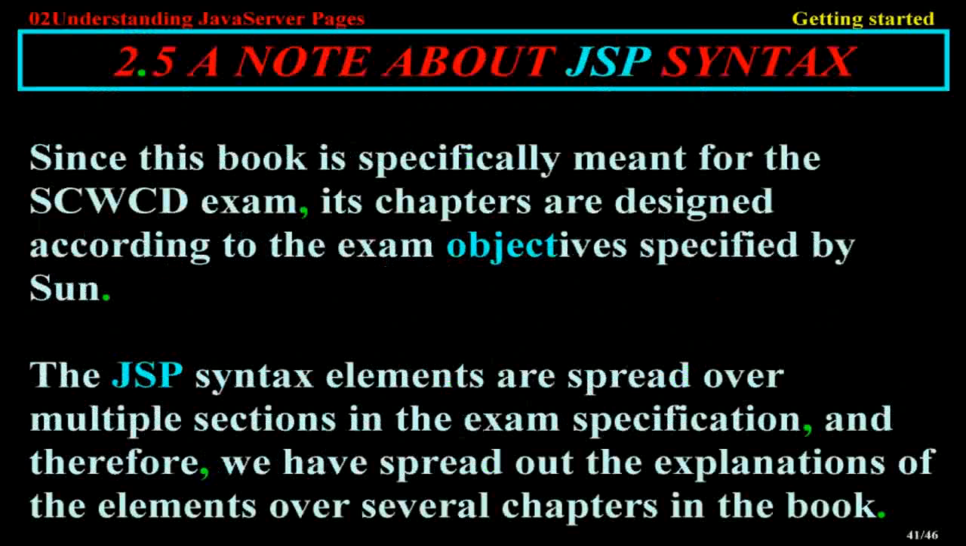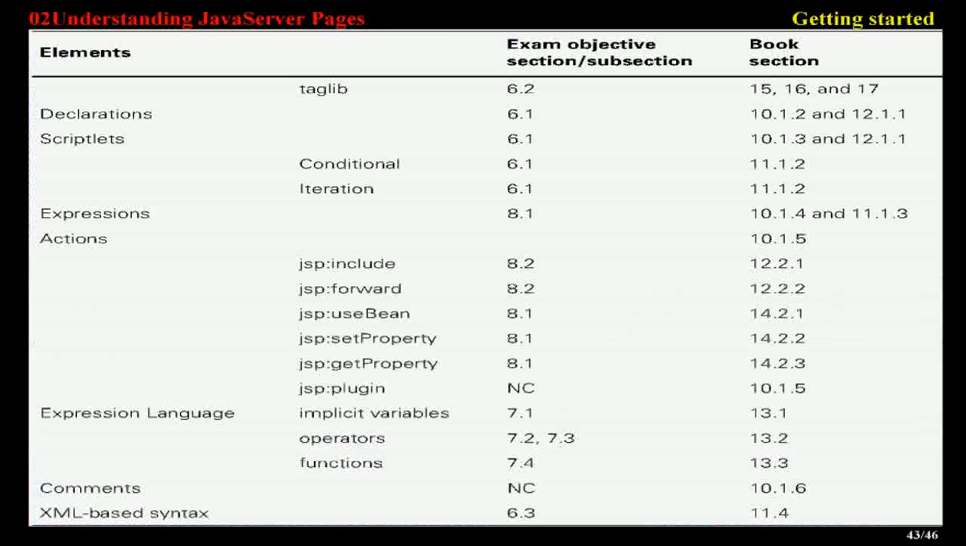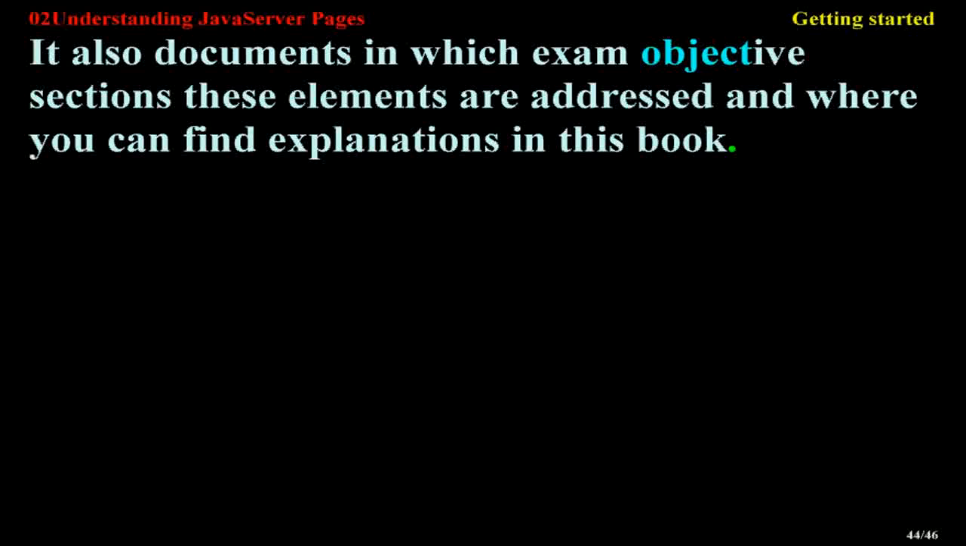2.5 A note about JSP syntax. Since this book is specifically meant for the SCWCD exam, its chapters are designed according to the exam objectives specified by Sun. The JSP syntax elements are spread over multiple sections in the exam specification, and therefore, we have spread out the explanations of the elements over several chapters in the book. Table 2.1 contains all of the JSP elements and points out which of them are covered in the exam and which are not. Table 2.1 JSP syntax elements. It also documents in which exam objective sections these elements are addressed and where you can find explanations in this book.